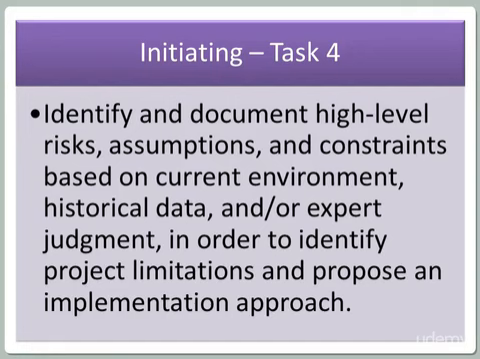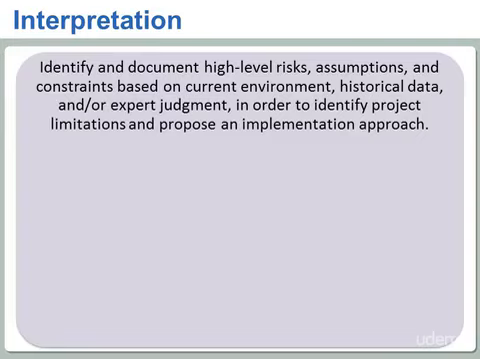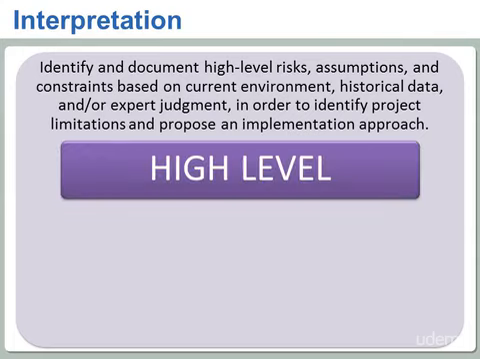Here is task 4. Identify and document high-level risks, assumptions, and constraints based on current environment, historical data, and/or expert judgment in order to identify project limitations and propose an implementation approach. Remember, we are still in domain 1, initiating the project. So in essence, we are still preparing our project charter. So we are still at a very high level in everything that we do.